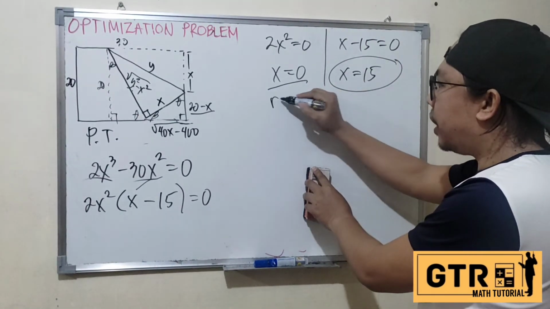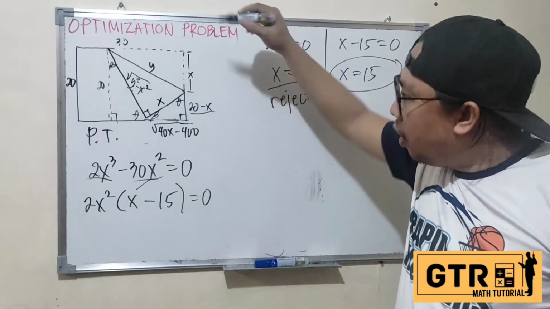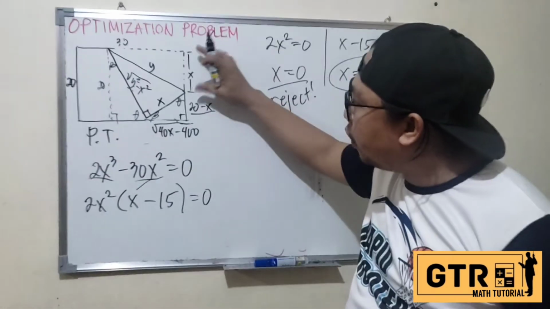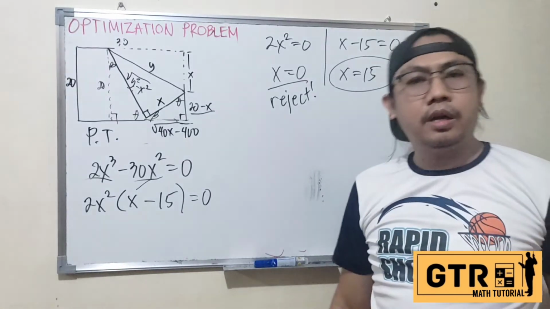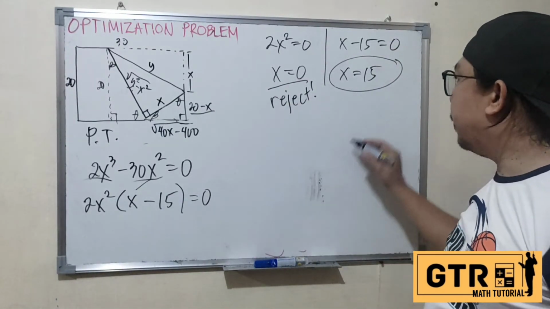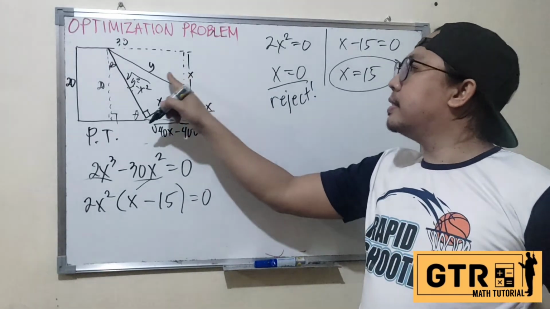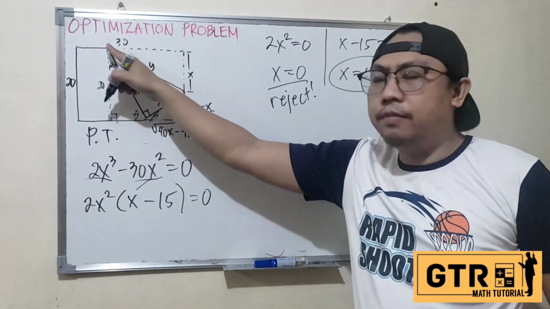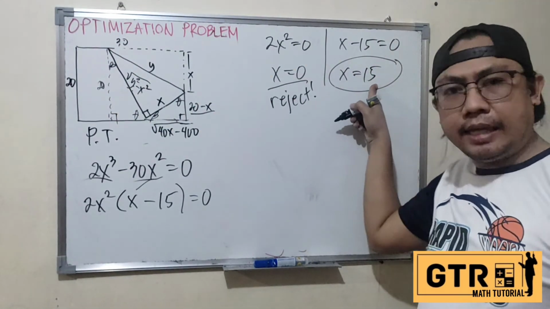We reject x equals 0 as an extraneous solution, because when x equals 0, it is not valid for the problem. So therefore, the value of x is equal to 15. The final answer is 15. So to minimize the value of y, this length, the x should be 15.